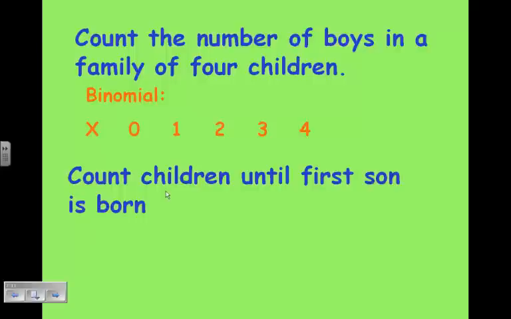Count the children until the first son is born. See the difference? In this case, it's geometric. Can't start with 0, but we start with 1. So 1 child until the first son, 2 children, 3 children, 4 children. Do they keep going until they have a son? That's the difference.